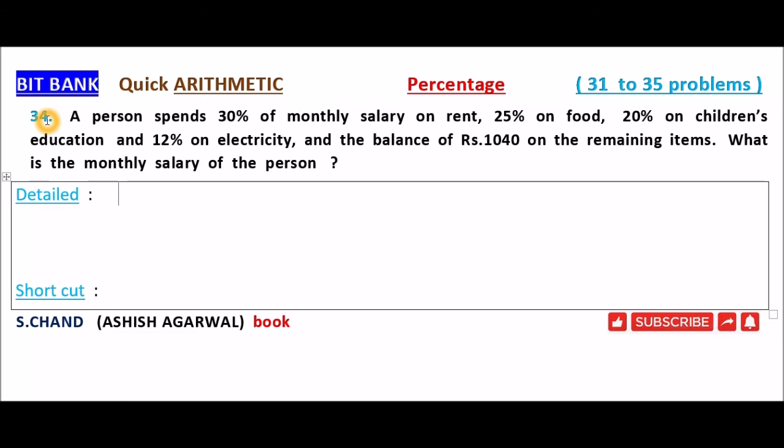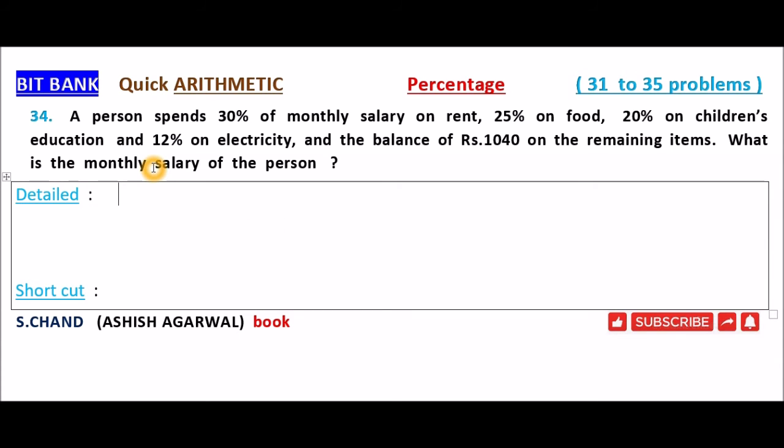34th question. A person spends 30% of monthly salary on rent, 25% on food, 20% on children's education, and 12% on electricity. And the balance is 1040 rupees on the remaining items. What is the monthly salary of the person?